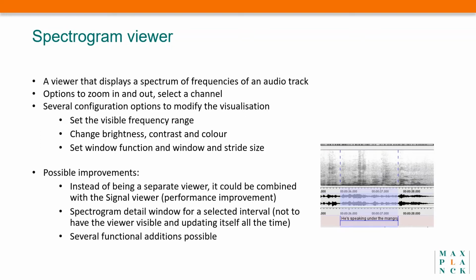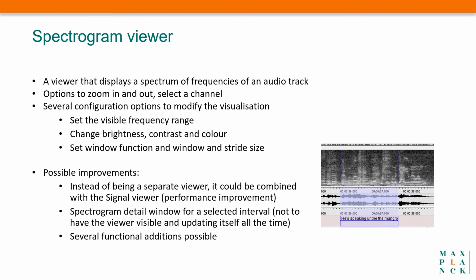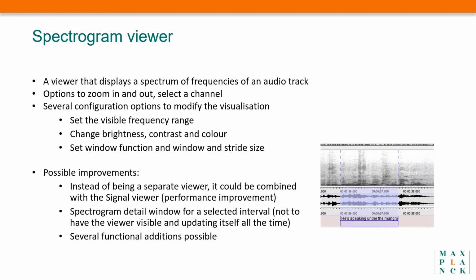A configuration window allows for changing the range of displayed frequencies and for setting the color and contrast of the image. A spectrogram is created by repeatedly applying a transformation to a small set of samples, a so-called window, which slides over the audio samples. The size of this window can be set as well. A smaller window, which means with a shorter duration, gives better time resolution. A bigger window leads to better frequency resolution.